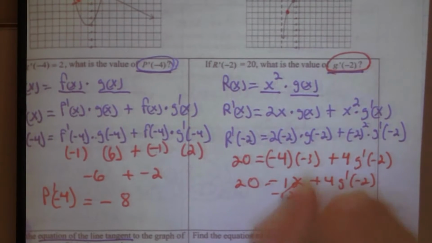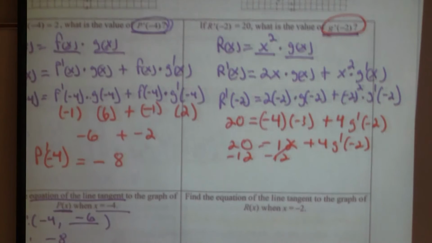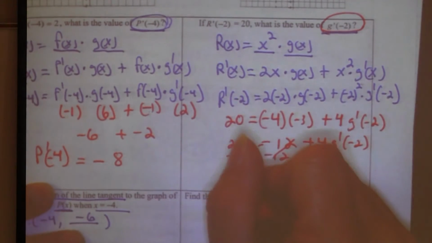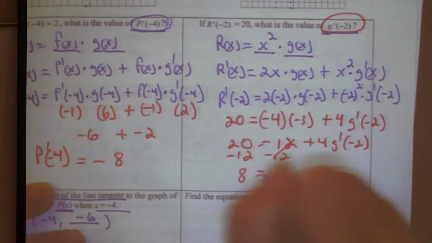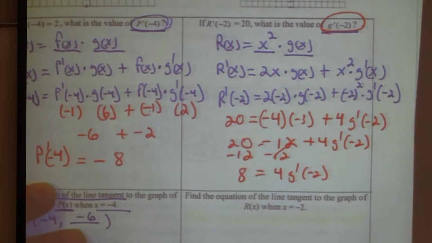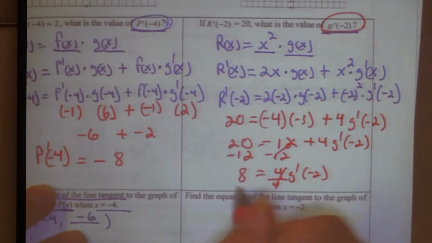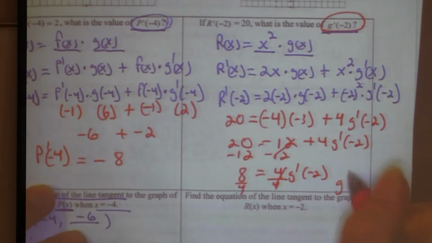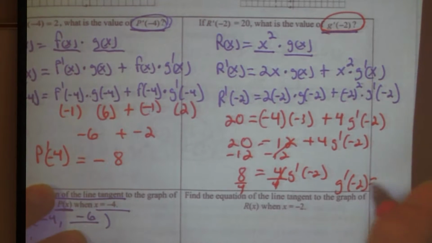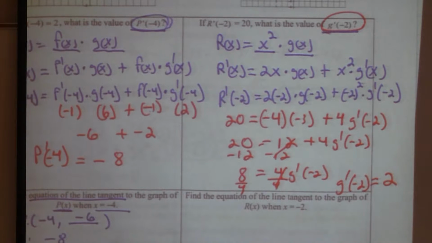Minus the 12. We can't add the 12 into 4, Ashley? No? Okay. 20 minus 12? 8 is equal to 4 times g prime of negative 2. How can I get this to be by itself? Divide by 4. So now we know the answer. G prime of negative 2 is equal to... Woo-wee! That was a good question. That was a good one.